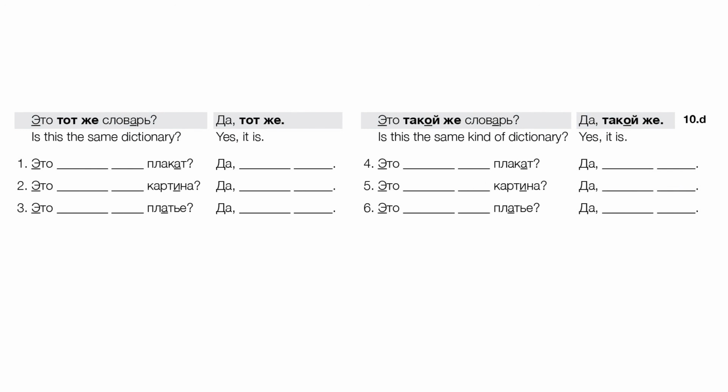And 3. Это то же платье? Is this the same dress? Да, то же. Is this the same kind of dress? Это такое же платье? Да, такое же.